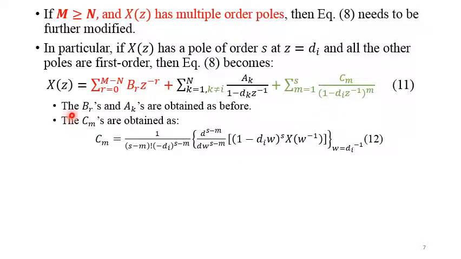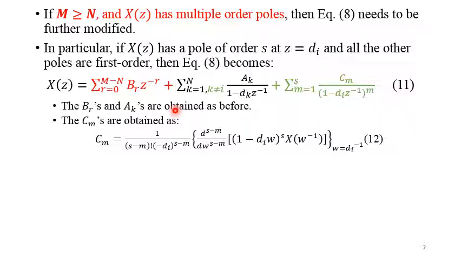The BRs and AKs are obtained as follows, right? So the CMs are obtained as CM, right? So BRs and ARs we obtained as we have previously mentioned. The new thing is CM.